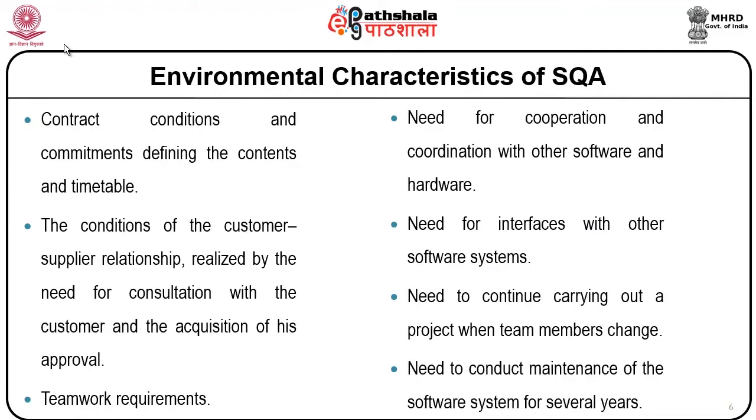Let me now discuss the environmental characteristics of software quality assurance. Contract conditions and commitments defining the contents and timetable are important. The conditions of the customer-supplier relationship, realized by the need for consultation with the customer and acquisition of the customer's approval, play a major role. Teamwork requirements are crucial: need for cooperation and coordination with other software and hardware, need for interfaces with other software systems, need to continue carrying out a project when team members change, and need to conduct maintenance of the software system for several years. These are the important environmental characteristics of software quality assurance.